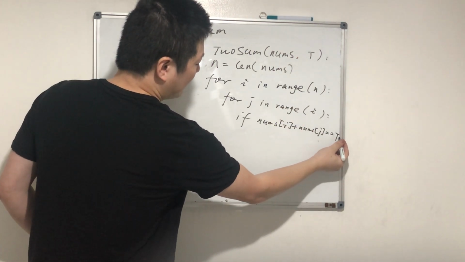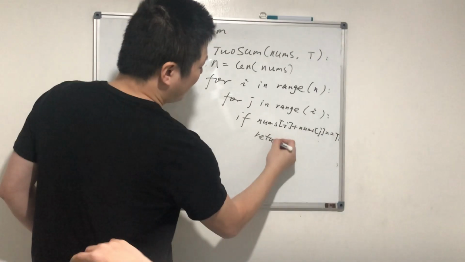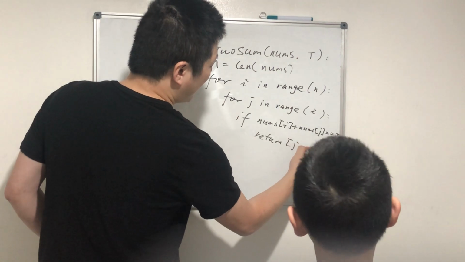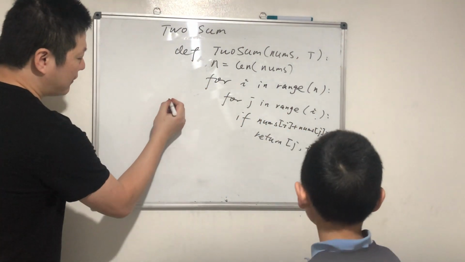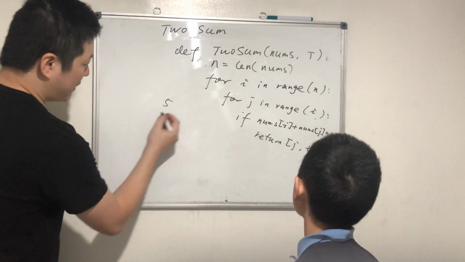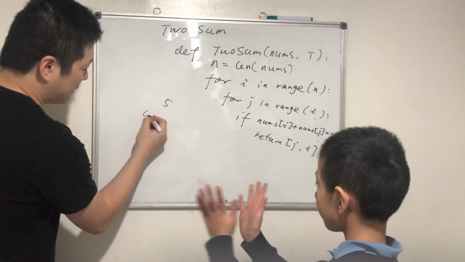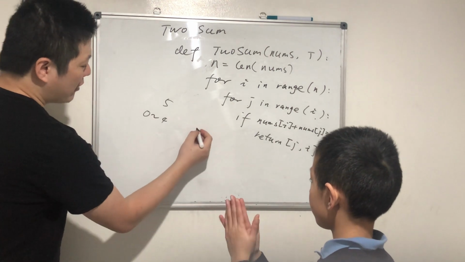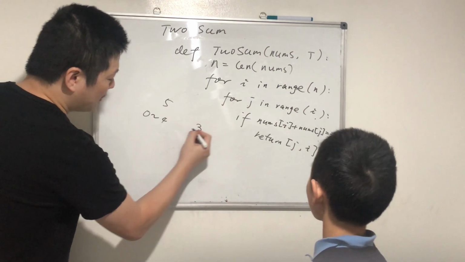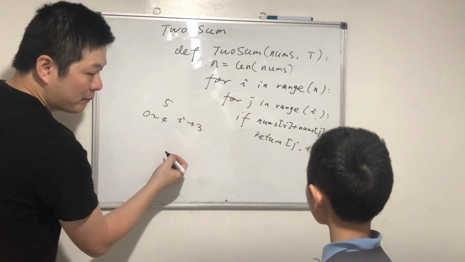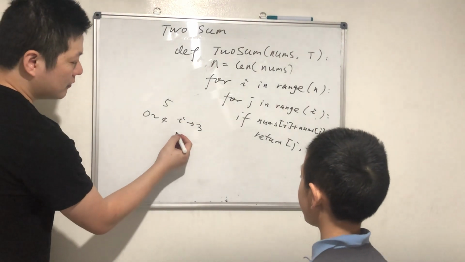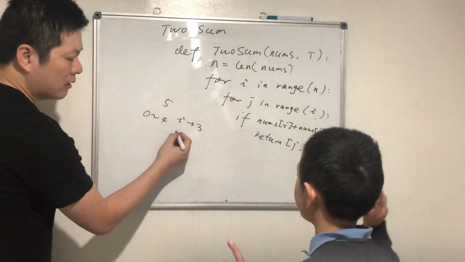Then we just return, right? Return what? We can return j, i, because j is smaller than i. So look, when i is 5, j will be in range i, which will be 0 to 4, right? When i is 3, what's the range of j?